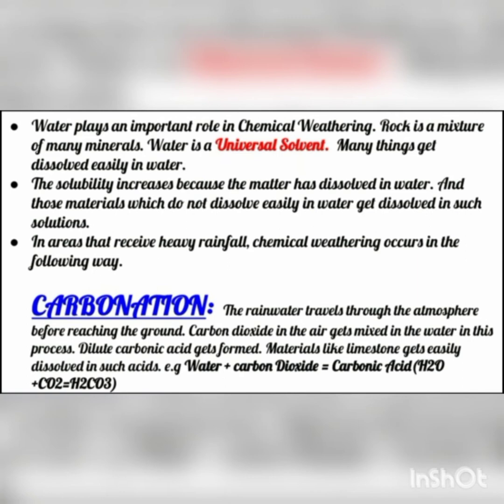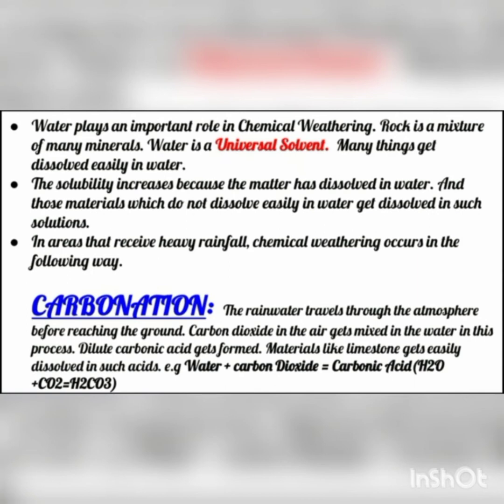Now in areas that receive heavy rainfall, chemical weathering occurs in the following way. Chemical weathering takes place mostly in areas that are receiving heavy rainfall. So here the first is carbonation.